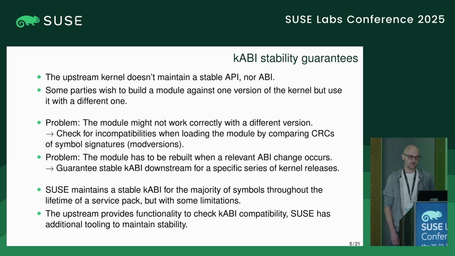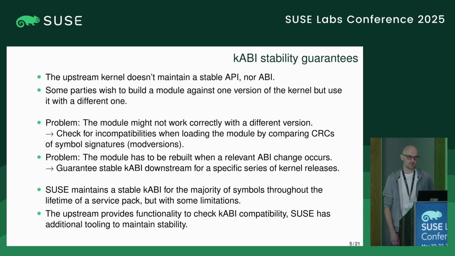The first one is that the module might not work correctly with a different kernel version. The upstream kernel helps with this, and it provides so-called modversions, which is a per symbol safety mechanism to recognize and prevent loading of incompatible modules. And this then enables potentially for a module to be safely loaded on a different kernel than it was originally built against. The follow-up problem is if the kernel gets updated and some relevant symbol is changed, then one still needs to go and update and rebuild their module.